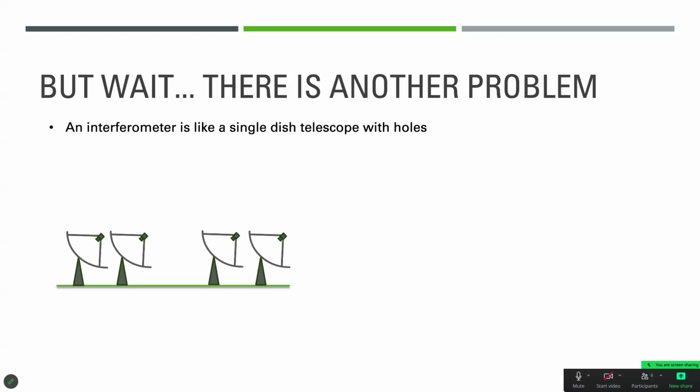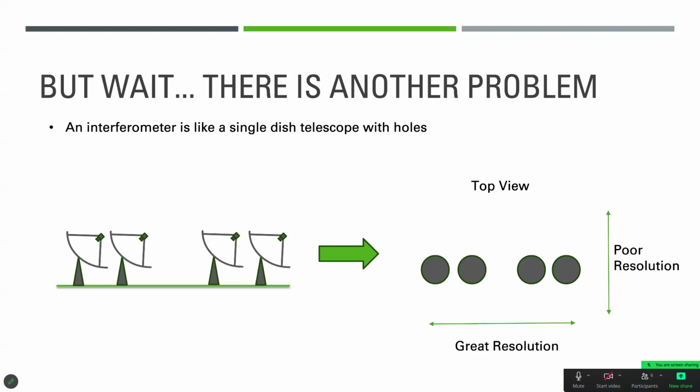But there's another problem. We've only considered this in one dimension, right? So the top view doesn't look like that. So what that means is you get a really good resolution this way, but we have a really poor resolution that way, right? So it's directional. So it really matters how we orient this thing, right?